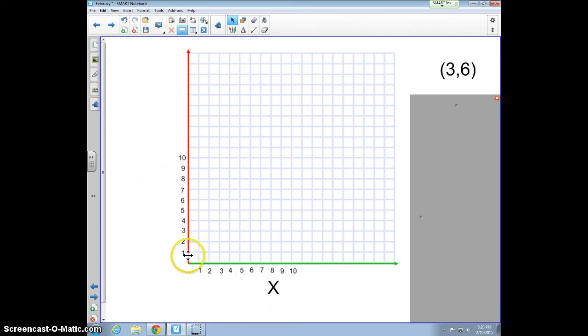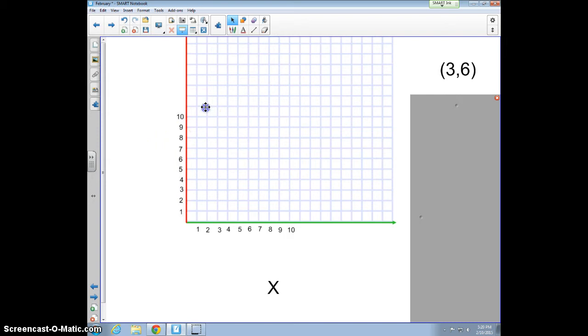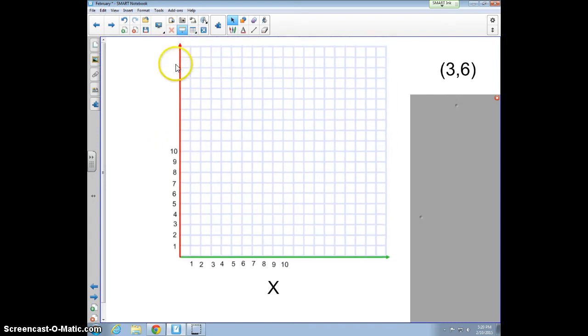And then we have this other axis that goes up and down, that's right at the 0, but it's going up and down. This red one here has a different name. It is the y-axis.